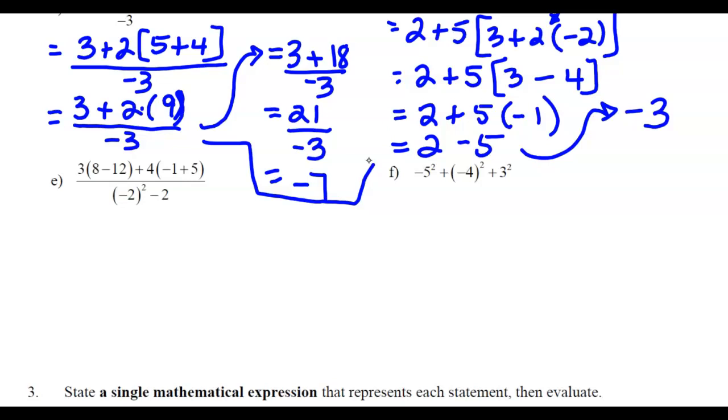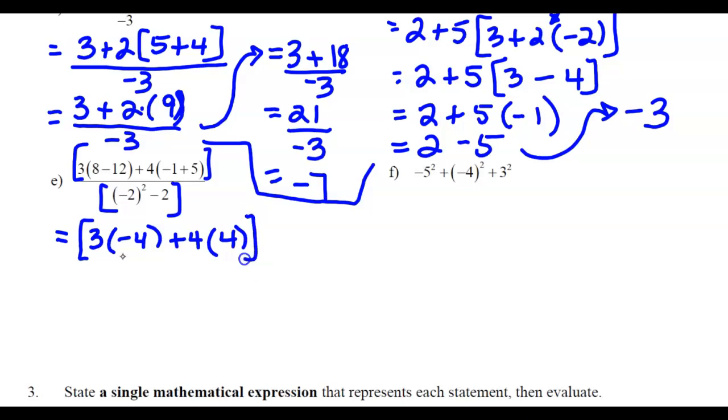Next one's got lots of things to do, but again, treat the numerator separately from the denominator. Okay. Inside brackets there, 8 minus 12 is -4. -1 plus 5 is +4. In the denominator, there's an exponent, so do that. Remember, -2 in brackets squared is +4.